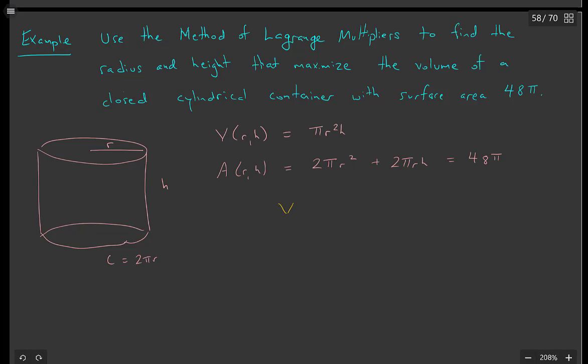In this context, we're basically going to be saying that the gradient of v is equal to some scalar multiple, our Lagrange multiplier lambda, times the gradient of the area. For our gradient of v, we're going to need the partial derivative of v with respect to r. That's 2 pi rh. And the partial derivative of v with respect to h is pi r squared. Partial derivative of a with respect to r is 4 pi r plus 2 pi h, and the partial derivative of a with respect to h is 2 pi r.